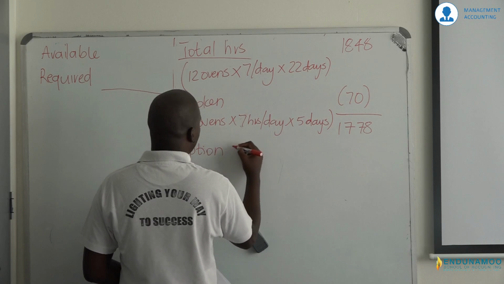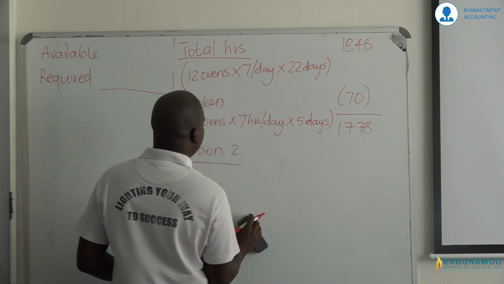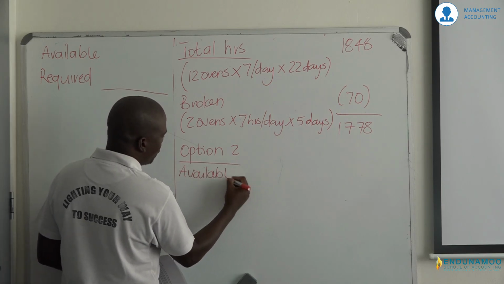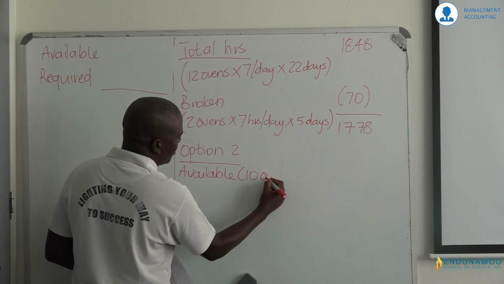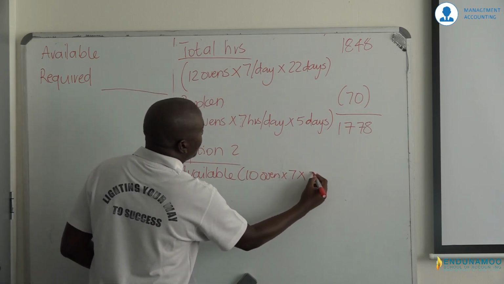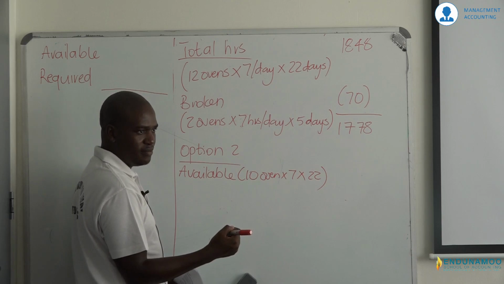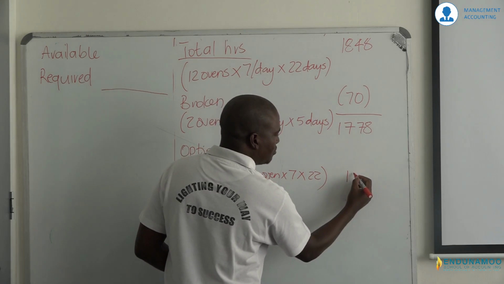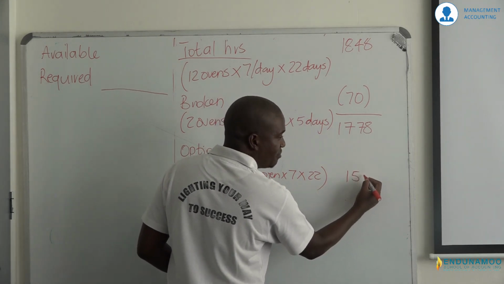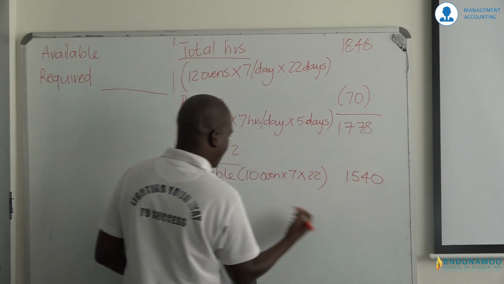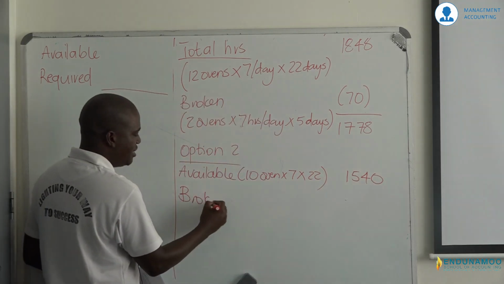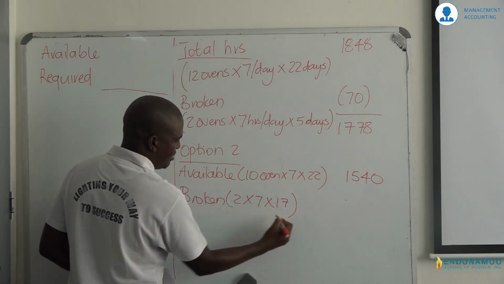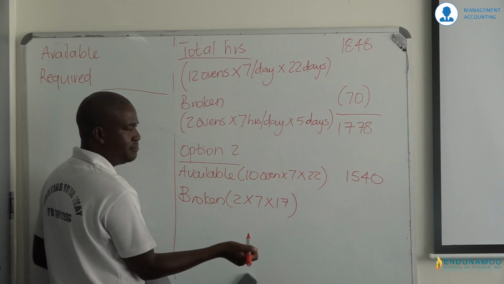So option 2, which is what we were doing before, right? You can then say that you've got now available after the ones have been broken, 10 ovens multiplied by 7 multiplied by 22 days altogether, which will be how much? 1540. Then you'll say the ones that are broken, how many days are they going to give you? 17. They're going to give you 17.